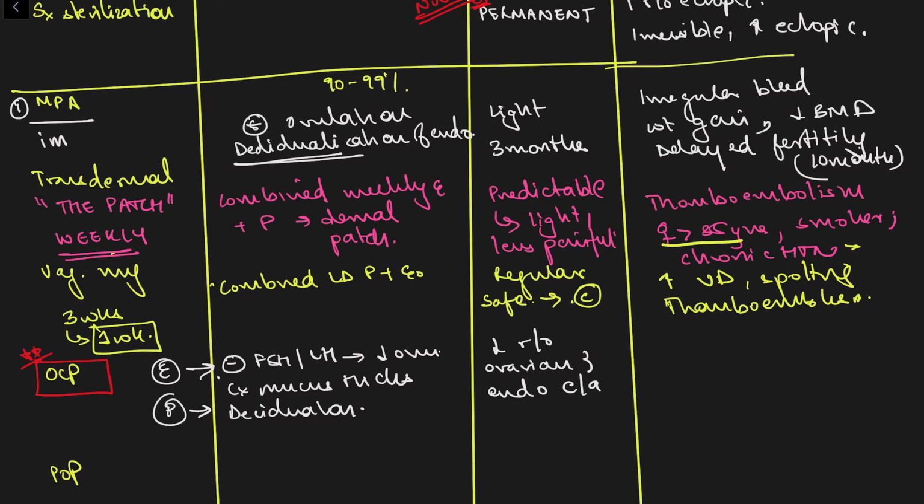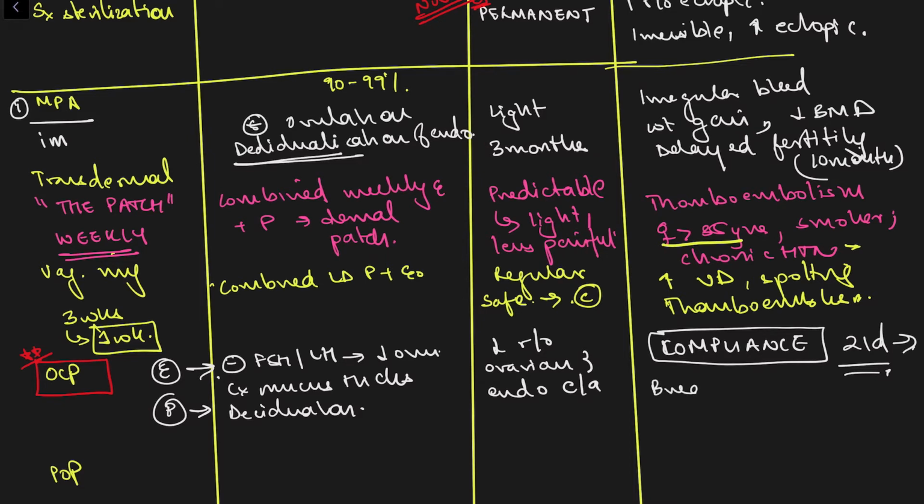And the disadvantage is compliance, because you need to take these pills daily, right? Like you take it for 21 days, then you take a break, and you again continue. So daily you need to take the pills, hence somewhat it is dependent upon the patient compliance. Then there can be incidents of breakthrough bleeding. What is breakthrough bleeding? That is bleeding in between the cycle. Then again, risk of thromboembolism. Then it cannot be used in patients who have migraine with aura.